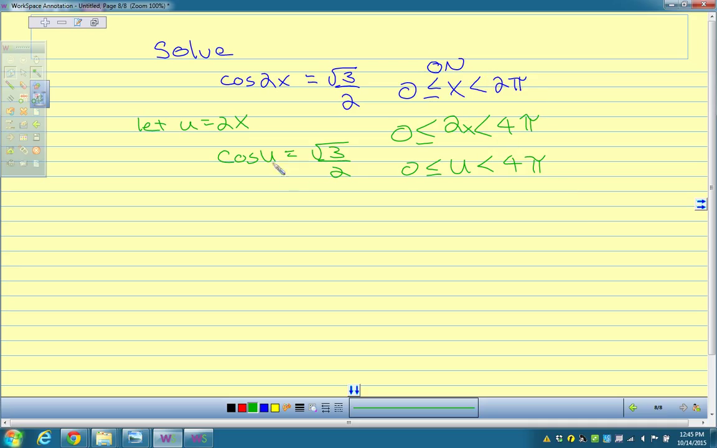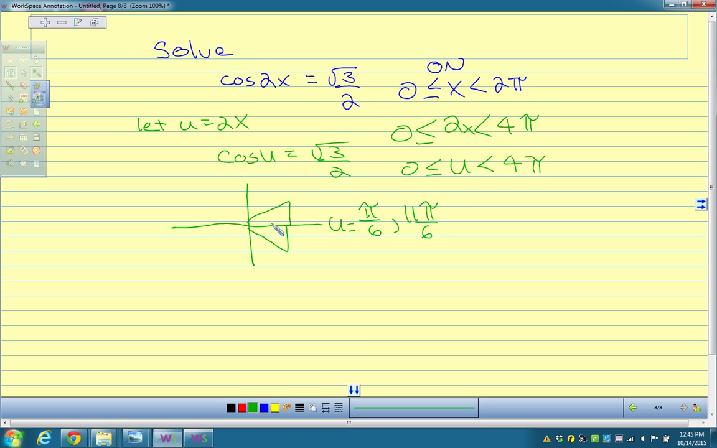Okay, so where is cosine equal to square root of 3 over 2? 30 degrees. We'll call it pi over 6, right? And then again over here, which is what? 330 or 11 pi over 6. So you have pi over 6, then you have 11 pi over 6, but you have to, so u is equal to this, right? Pi over 6, 11 pi over 6, but I have to go around again, okay?